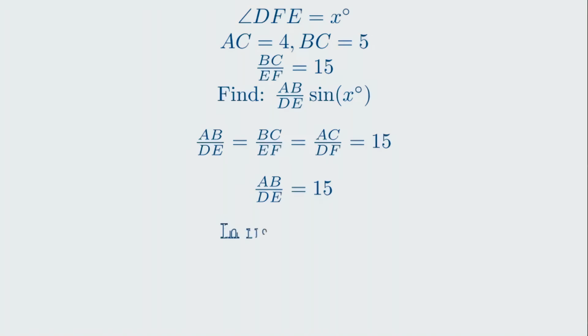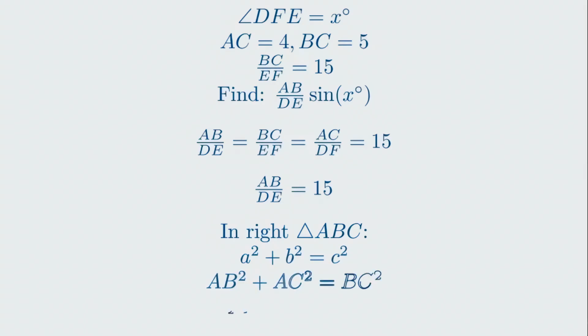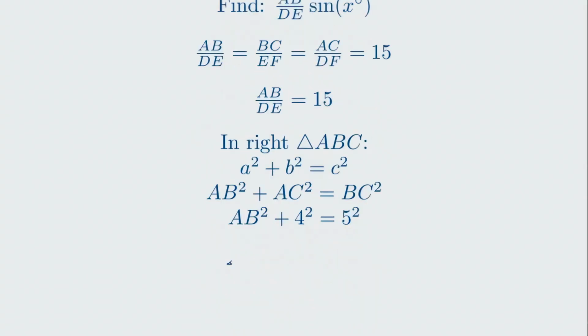We know AC is 4, BC is 5, and angle B is 90 degrees. This is a right-angled triangle. We can use the Pythagorean theorem to find the length of the remaining side, AB. AB squared plus 16 equals 25. Subtracting 16 from both sides, AB squared equals 9. Taking the square root, AB equals 3.